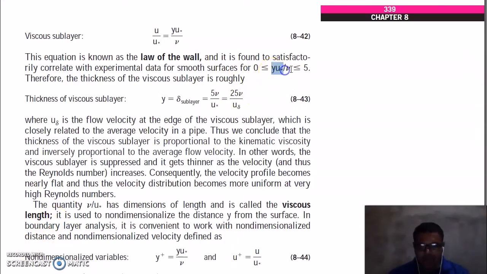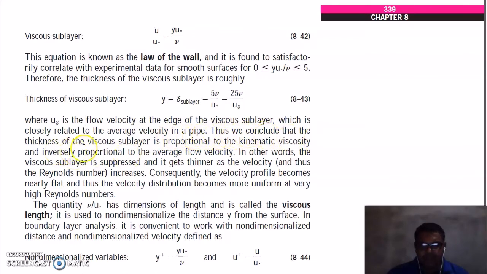Now equate this, y is equal to 5 v by u star. This is called the thickness of the sublayer, and you can also write it in this form by replacing u star with u delta, which is the flow velocity at the edge of the viscous sublayer, which is closely related to the average velocity in a pipe.